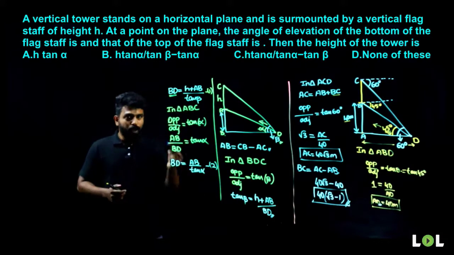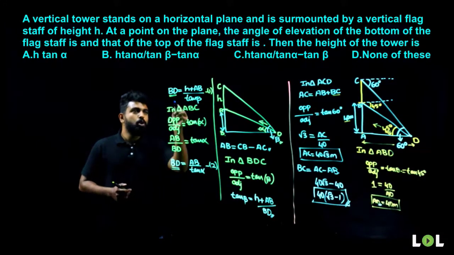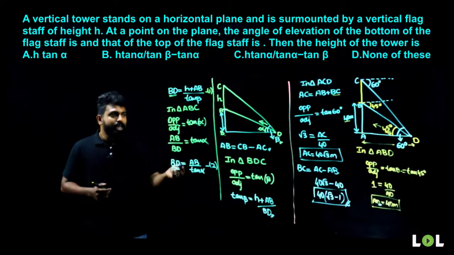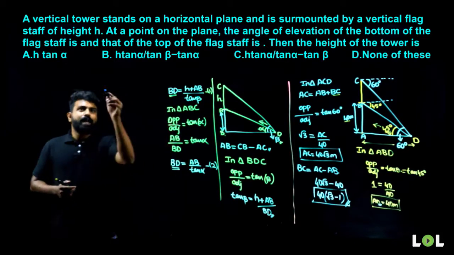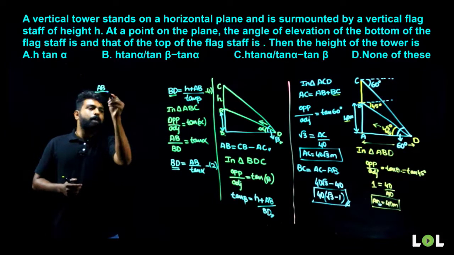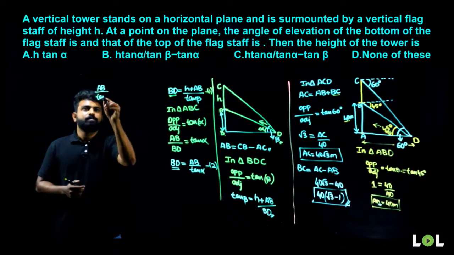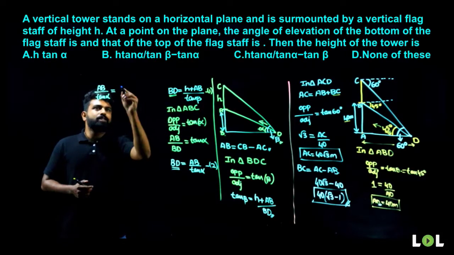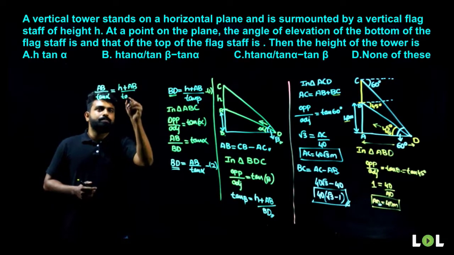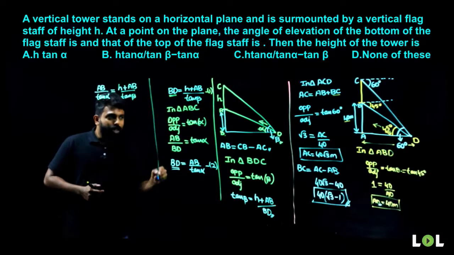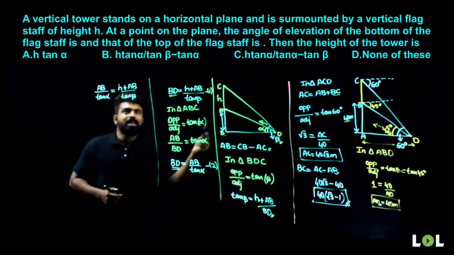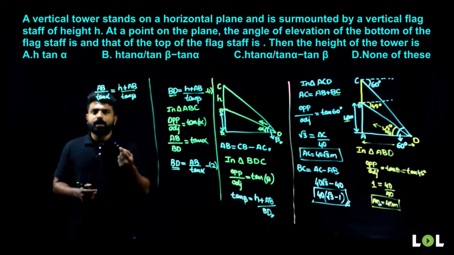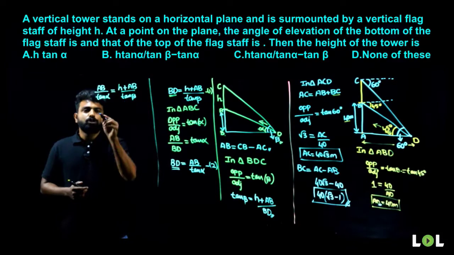Look at my equation 1 and 2. Both left hand sides are the same, so I'll equate the right hand sides. What do I get? AB divided by tan alpha will be equal to h plus AB divided by tan beta. Now what are they asking? They're asking us to find the height of the tower, which is AB. So I need to separate AB here. How do I do that? First let me cross multiply. What do I get?